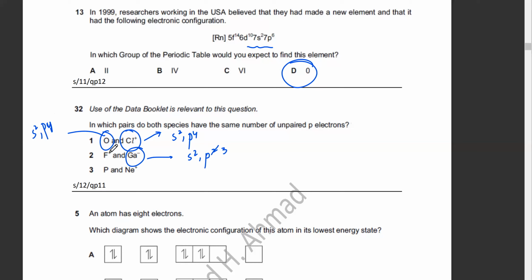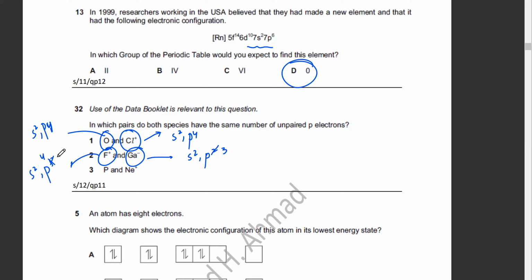Fluorine is group 7. Group 7 means that its electronic configuration would be S2 and P5. But since it is +1, that means it has lost an electron. So instead of having 5 electrons, it's going to have just 4 electrons.